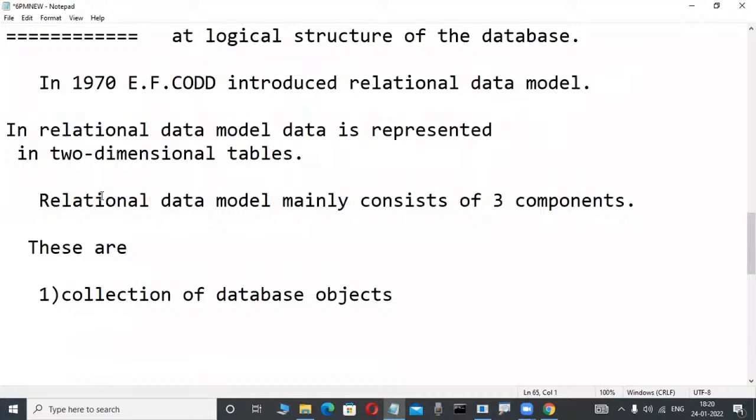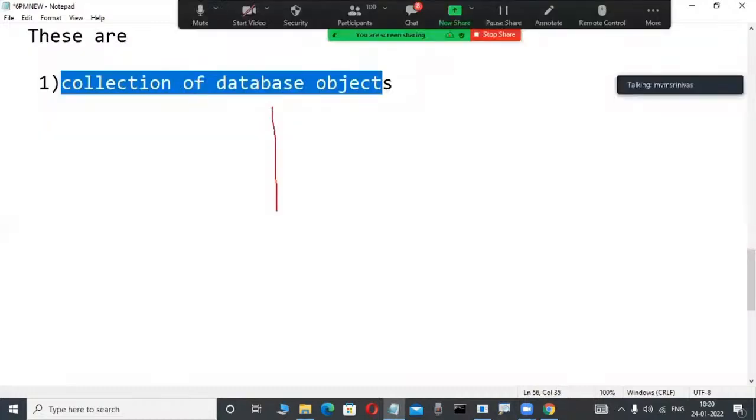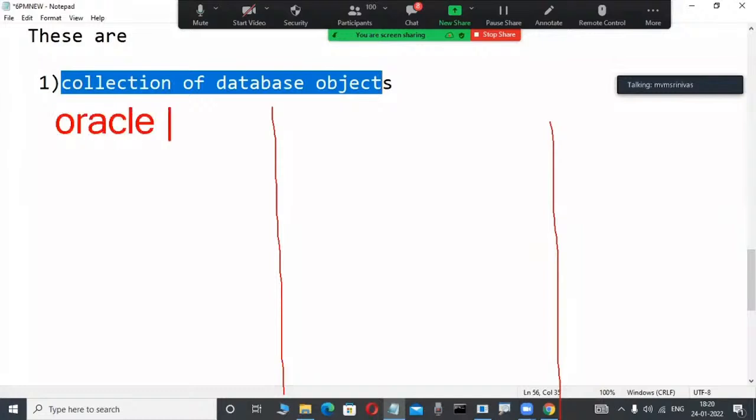Slowly observe here, relational data model mainly consists of three components. What is the first one? Collection of database objects. Collection of database objects is dead easy. Even if you are a first-time newcomer, you will understand. Suppose you are learning an Oracle course, for example. Oracle is a relational data model product. Suppose some other fellows are learning SQL Server. SQL Server is also a relational data model product.